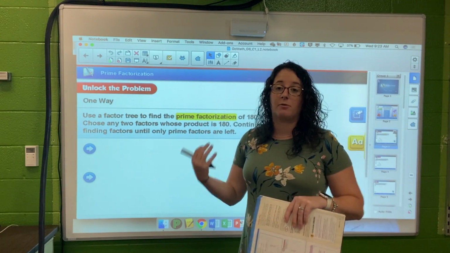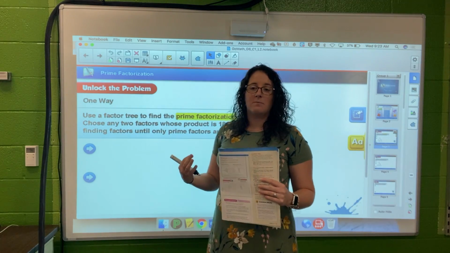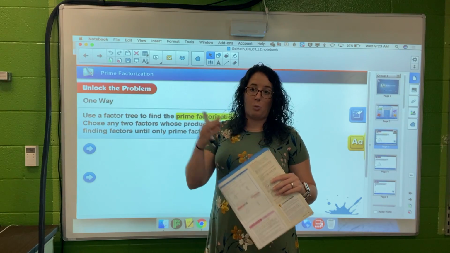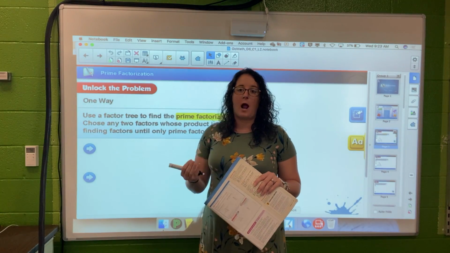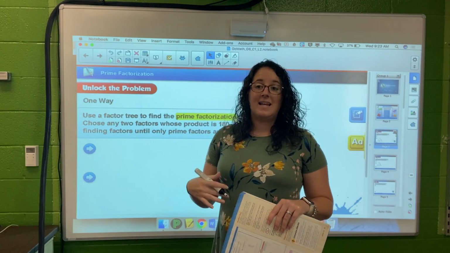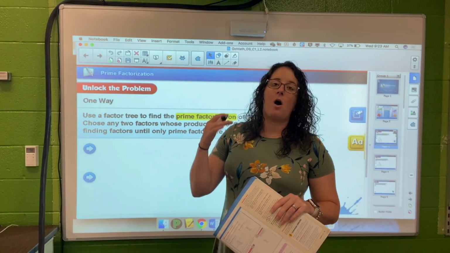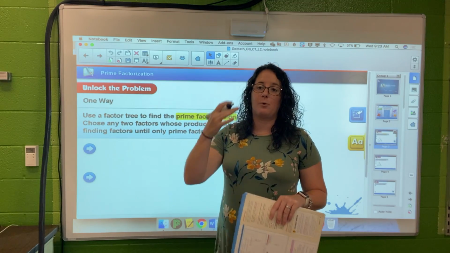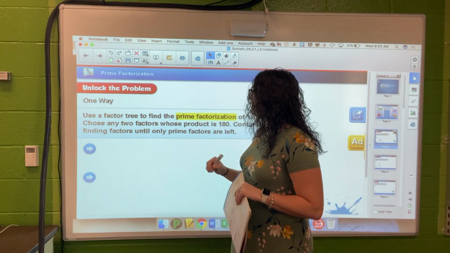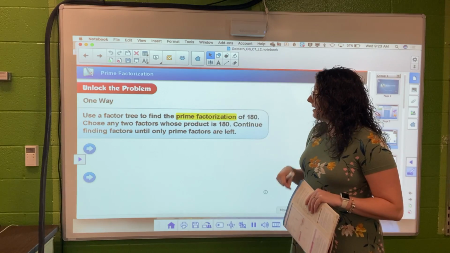For example, the number 3. The only numbers that I can multiply to get 3 are 1 and 3. And there are many, many other numbers that are prime numbers. Factorization is finding all of the factors that go into a number. So for example, we're going to be finding the prime factorization of 180.